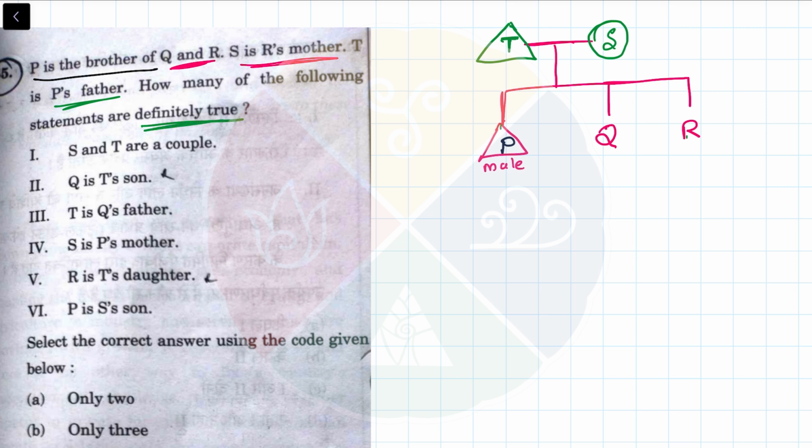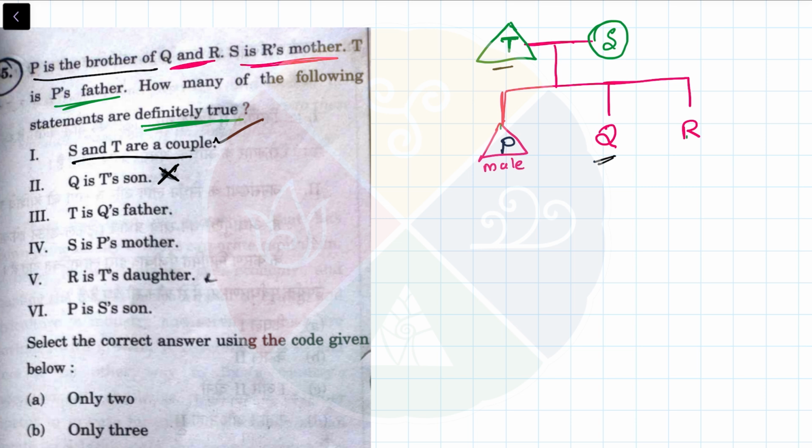We want 100% truth. S and T are couples. That is true. They are married couples. That is definitely true. Q is T's son. Q is T's kid, but we don't know if it is a son or a daughter. So that may not be true. We cannot say that is definitely true.